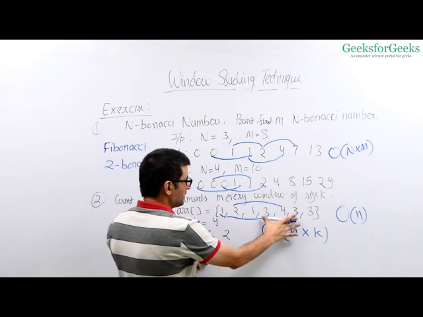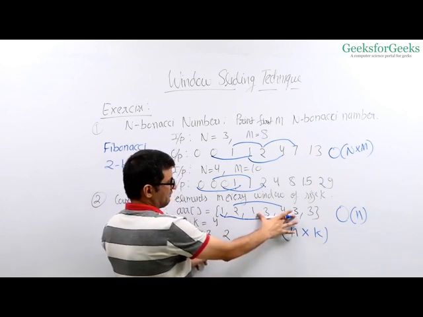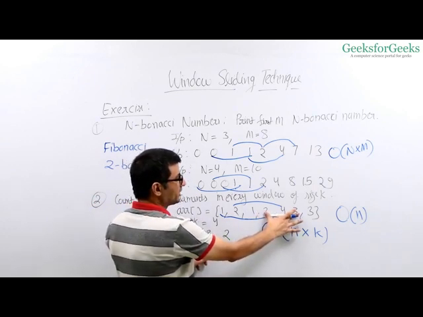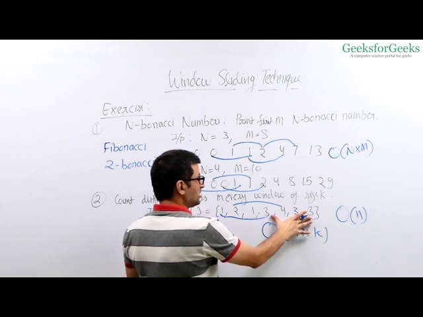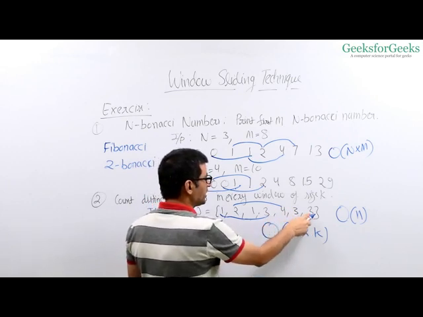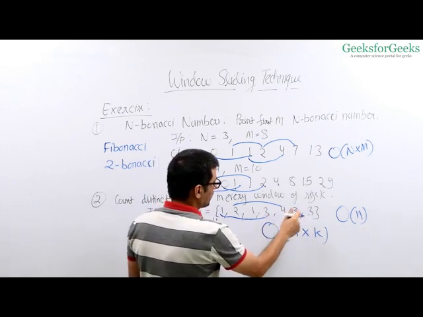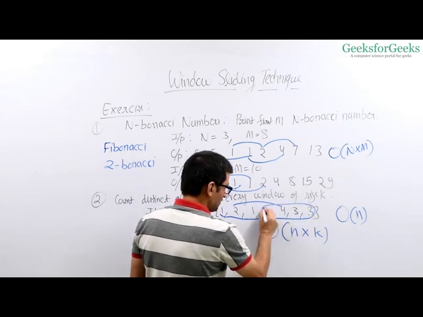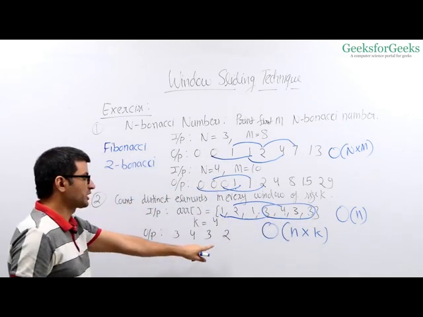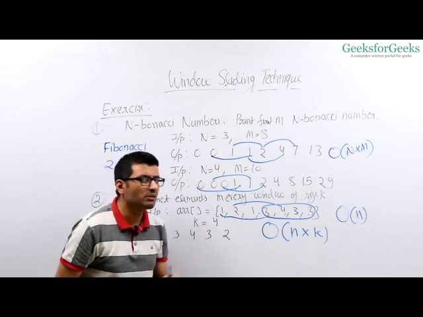How many distinct elements do we have in this window? We have 3 distinct elements, 1 element is repeating. How many distinct elements do we have in this window? There is 1 element that appears 3 times, so our output is 2. There are only 2 distinct elements in the last window, 3 and 4. So you need to produce this output and you need to solve this problem in big O of n time.